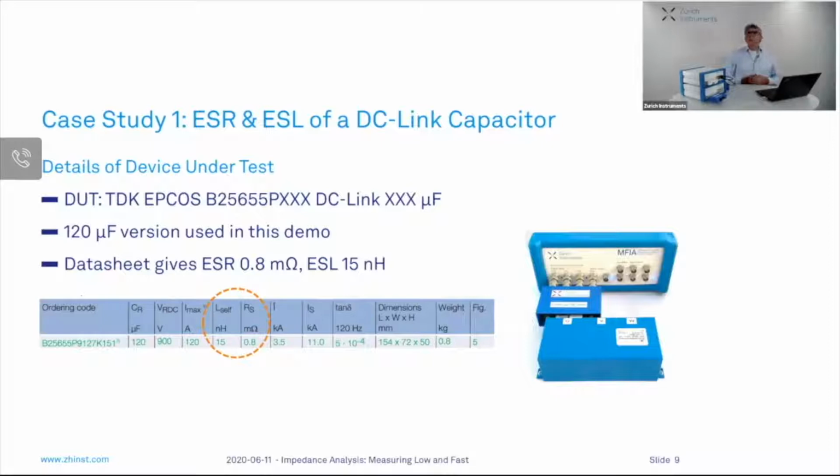Let's take a look at the component that we're measuring today. It's a 120 microfarad version, and it has 3 connector pairs. The spec sheet shown here specifies a low ESL of just 15 nanohenry and a low ESR of 0.8 milliohm. These are the parameters that we're going to confirm today. In addition, it specifies a tan delta of 5 times 10 to the minus 4, which we can also confirm with the MFIA during this demo.